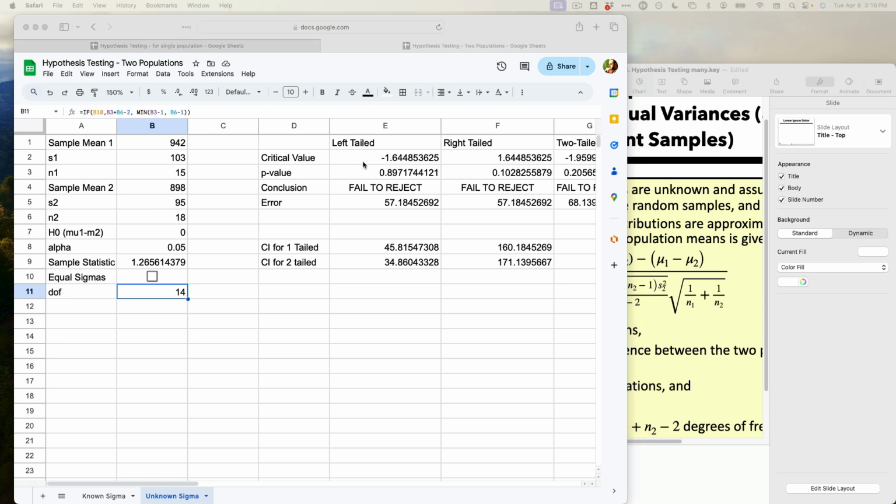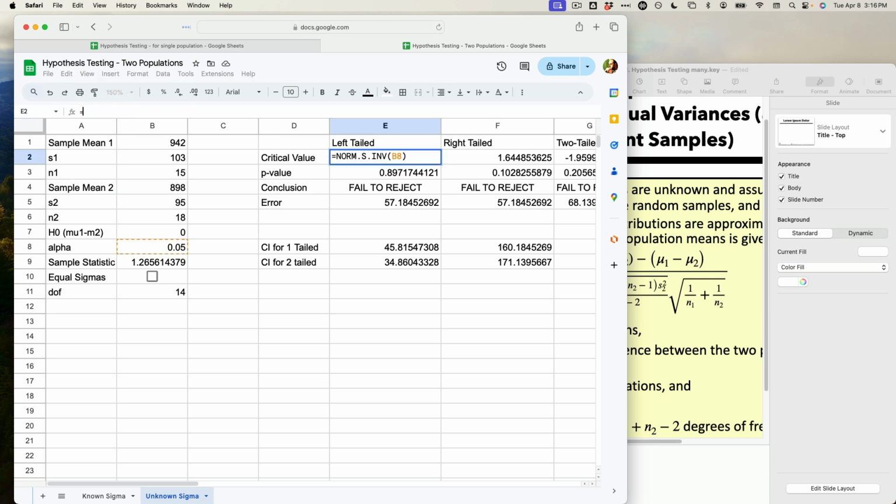Now, obviously, here we need to switch to a t distribution instead of a norm.s.inverse. So the critical value is going to be the t-score such that on the left tail the area to the left is alpha, right? So I need to do t.inverse, okay? And then I'm going to give it the probability to the left, alpha, and the degrees of freedom. There you go. I already have the degrees of freedom. I don't have to make a decision up there in this cell about which degree of freedom to use. I already have it computed down here. Okay?